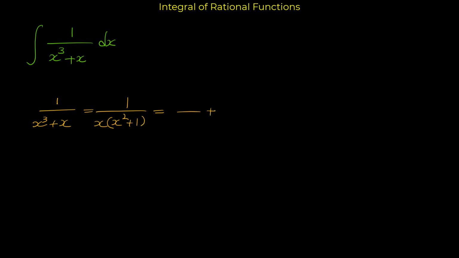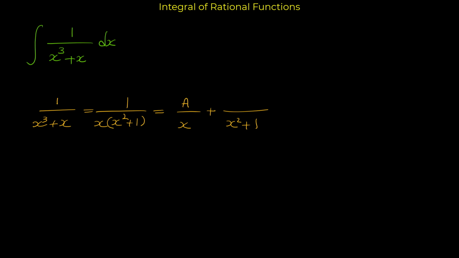We have two factors in the denominator, x and x to the 2 plus 1. For x, we just simply put a here. But attention, this is a quadratic expression and it is irreducible. What do I mean by irreducible? Irreducible is a quadratic that we cannot factor anymore. You cannot factor x to the 2 plus 1 anymore.